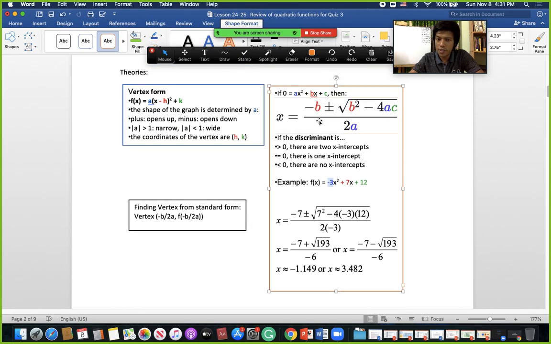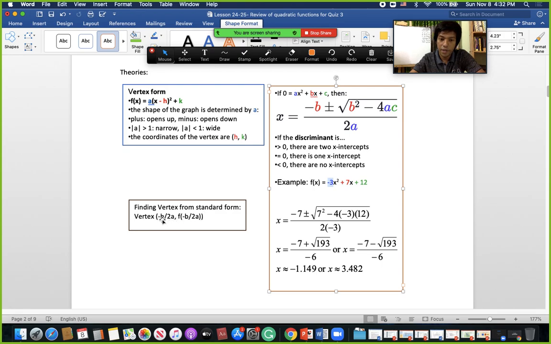So where will we use it? We will use it if we see that we cannot do the middle term factoring, then we have to go for this kind of formula to find the x-intercept or to find the solution of quadratic functions. This is the rule. And the next very important thing is the vertex.